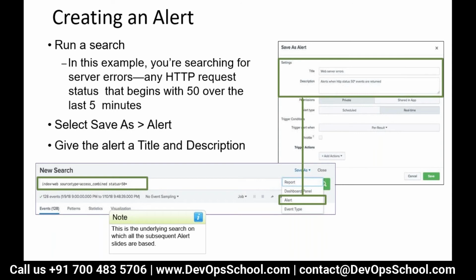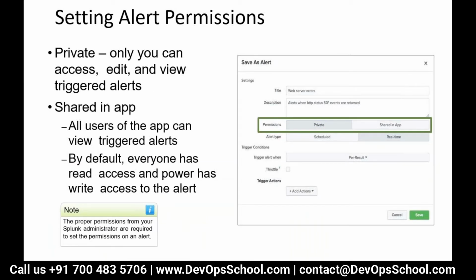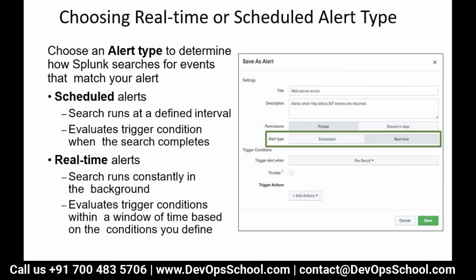So yes, earlier I showed you can save that as a report also. You can save as a dashboard panel also. Now you have to save as a report alert, and then you have to give the alert title and description, and then trigger event. So it can be private and shared with the app also. It's up to you to decide, and then you can decide to trigger alerts when the condition is met.